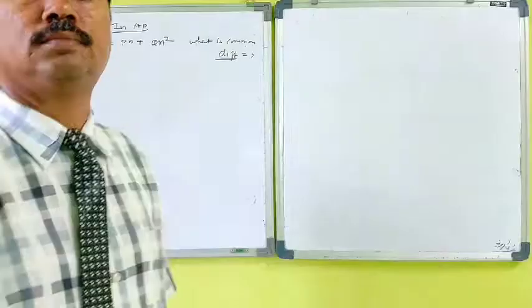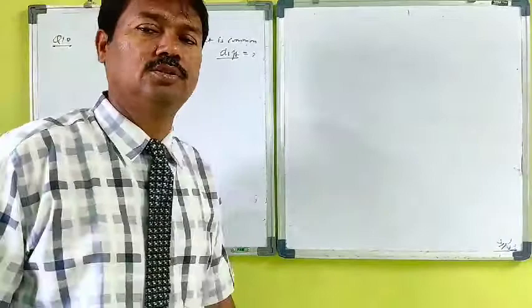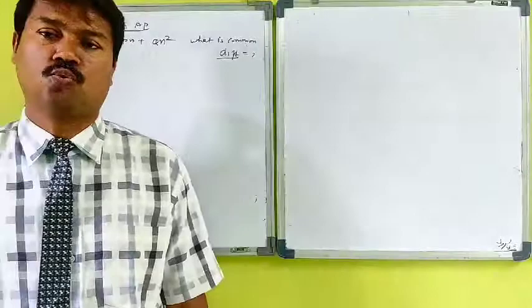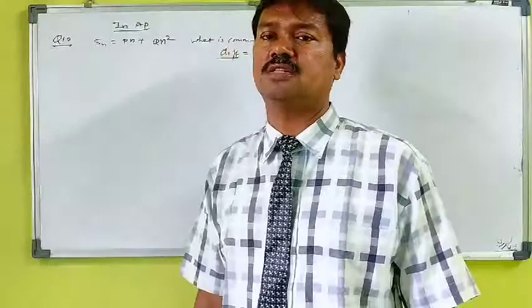Yes, the next question, question number 10. In an AP, Sn is given as pn plus qn squared. That is the value of Sn. Then, what is the common difference? What is the value of d which you have to find in this?